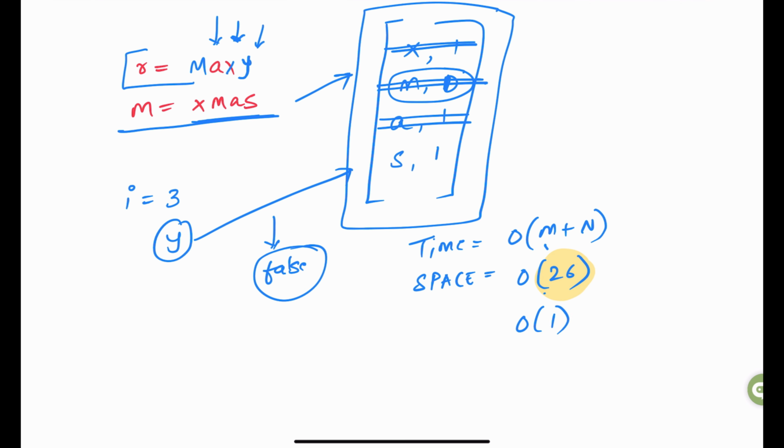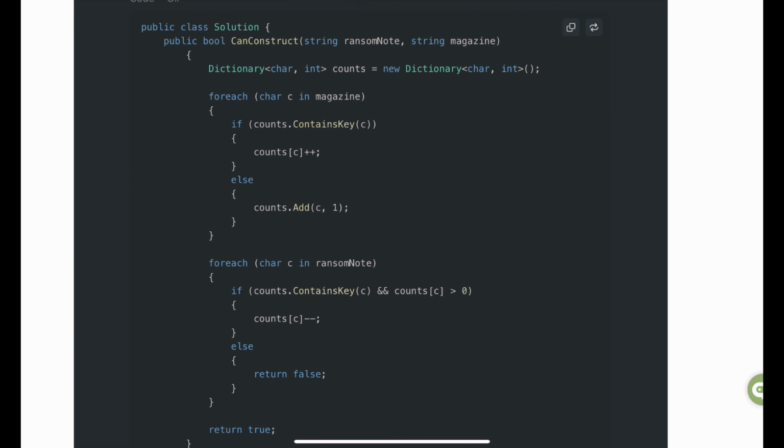I hope you were able to understand this explanation. Let me show you how we can implement this using C#. In the main method, I start by initializing the dictionary of type characters and integers to maintain the map of all the characters and its corresponding counts. I then start the iteration on the magazine string and add it to the map.